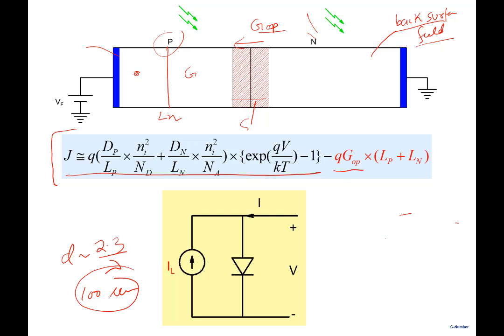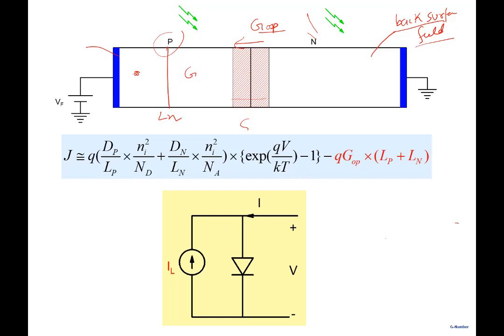So you can intuitively understand it. It comes from the derivation, but you can understand what it means and why: q G_op (L_p + L_n) here. Now, if you look at this equation, let's look at this equation. The equation that you see here, you represent by a diode, right? It's a normal diode equation. How do you represent this?